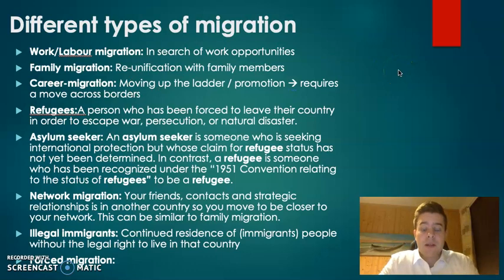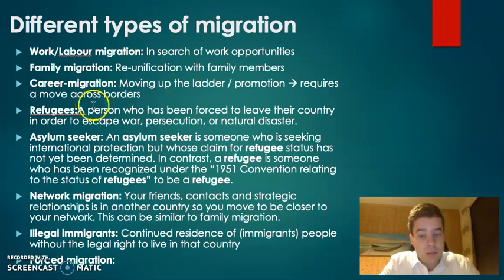So there are different types of migration. Work migration is the most common one, in search of work opportunities or just to get hired in a job that pays you more money than in the country where you're already working. Family migration is also very common. Families want to get reunified, so they move. For example, a wife and 3 kids live in Pakistan, and the husband lives and works in Norway, but they want to be reunified, so the wife and the kids move to Norway to join their husband. Career migration is when you're moving up the ladder or you get a promotion, and in some cases it requires a move across borders.